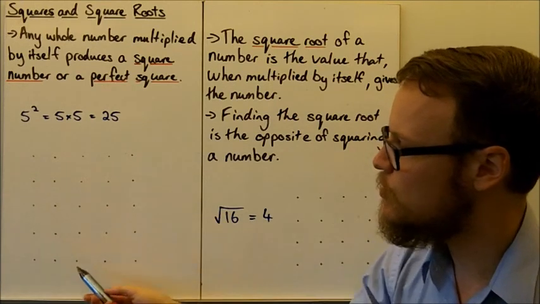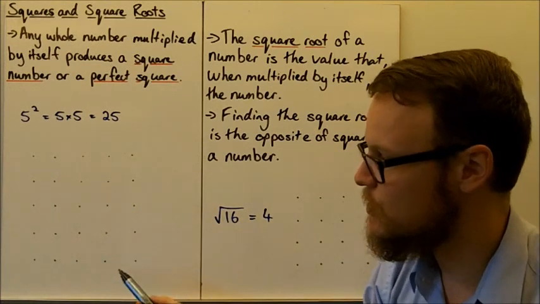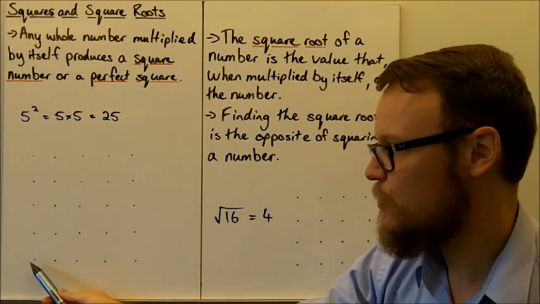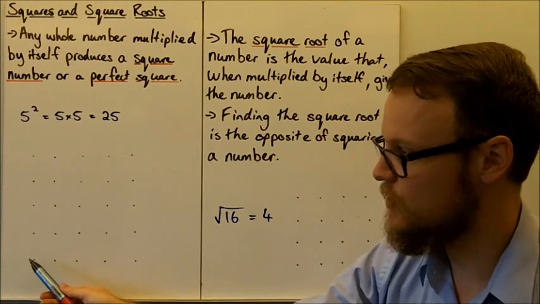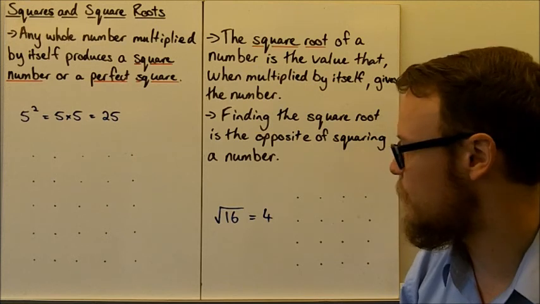So if I have 25 and I wanted to find the square root of 25, I could arrange them into a square, and the square root of 25 would be the side length of the square. So there are 5 dots on the side length, so the square root of 25 is 5.